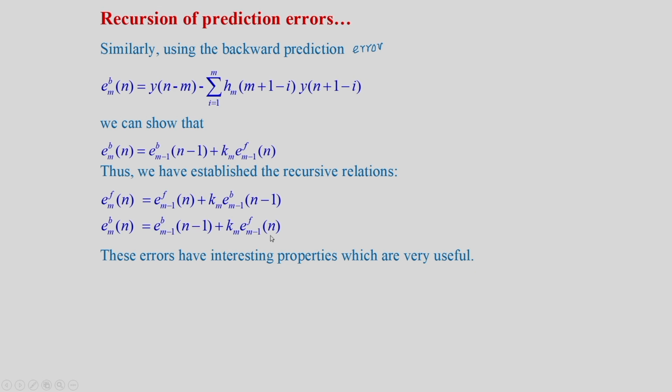Similarly, using the backward prediction error, which is given by e_m^b(n) is equal to y(n minus m) minus summation h_m(m plus 1 minus i) into y(n plus 1 minus i) going from 1 to m. This is the backward prediction error. And now here also we will be using the Levinson Durbin recursion. Then we can show that e_m^b(n) is equal to e_{m-1}^b(n minus 1) plus K_m times e_{m-1}^f(n). Thus, we have established the recursive relations e_m^f(n) is equal to e_{m-1}^f(n) plus K_m times e_{m-1}^b(n minus 1). Similarly, e_m^b(n) is equal to e_{m-1}^b(n minus 1) plus K_m times e_{m-1}^f(n). These errors have interesting properties which are very useful for practical purposes.